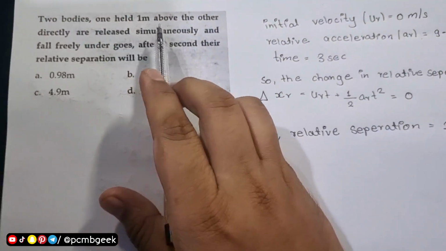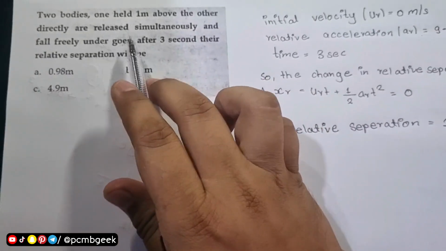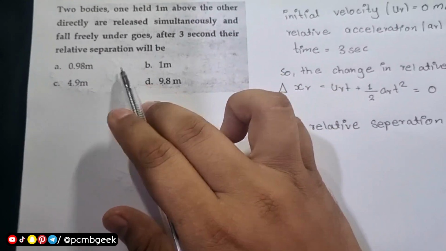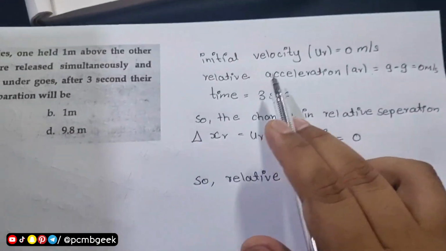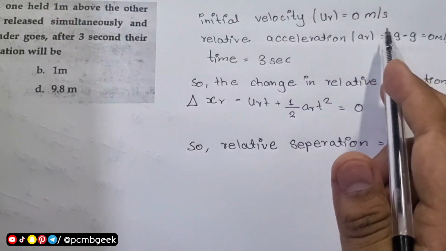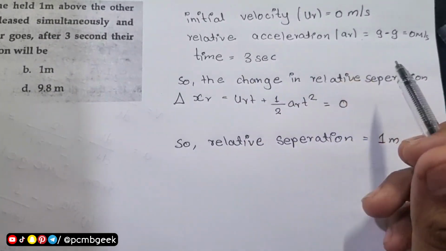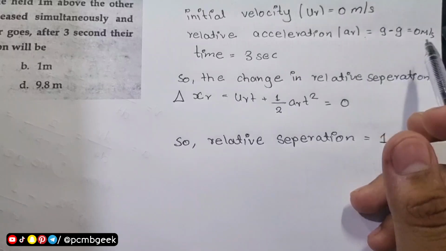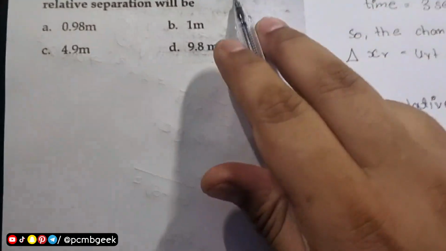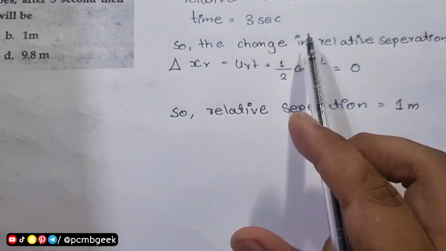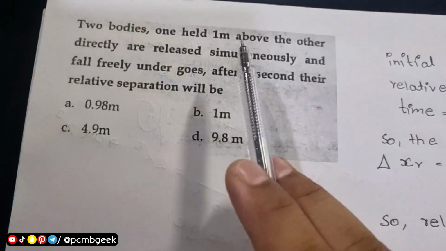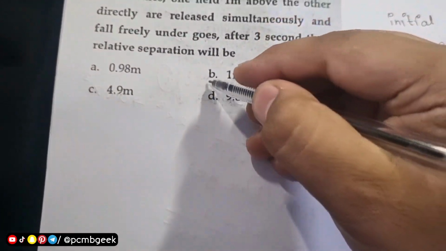Two bodies, one held 1 meter above the other directly, are released simultaneously and they fall freely. After 3 seconds, what will be their relative separation? Now, the initial relative velocity equals 0 meter per second. The relative acceleration will be g subtracted by g, which is nothing but 0 meter per second square. Now the time is 3 seconds. Then the relative change in separation will be 0. So the relative separation remains unchanged as 1 meter. That means our option number B is the correct answer.